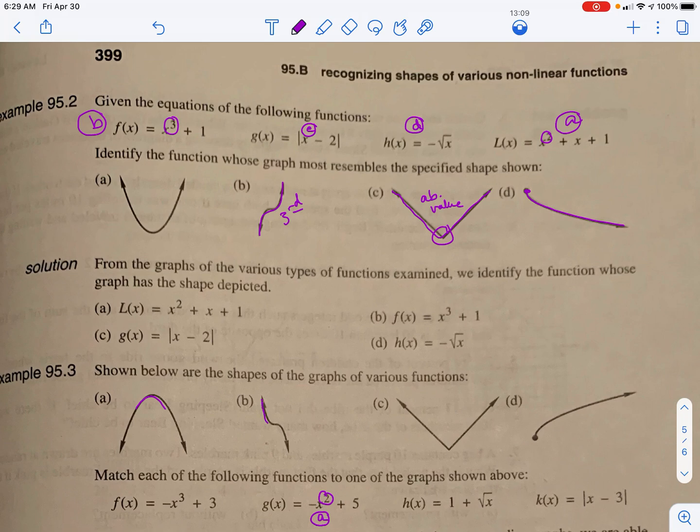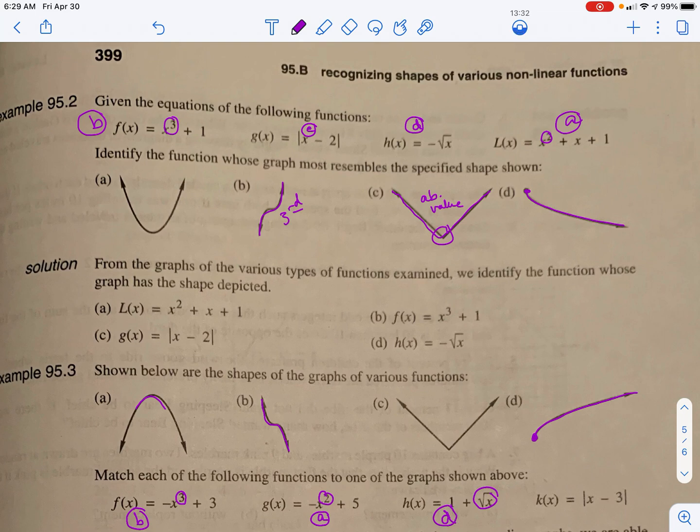This one has three movements. It's coming down, it takes a turn, and it continues down. Third degree equation. Letter B goes right here. The square root, remember the square root? The square root is the one that starts at a point, starts to curve, and then continues on in a curving motion. So that is D because we see the square root right here.